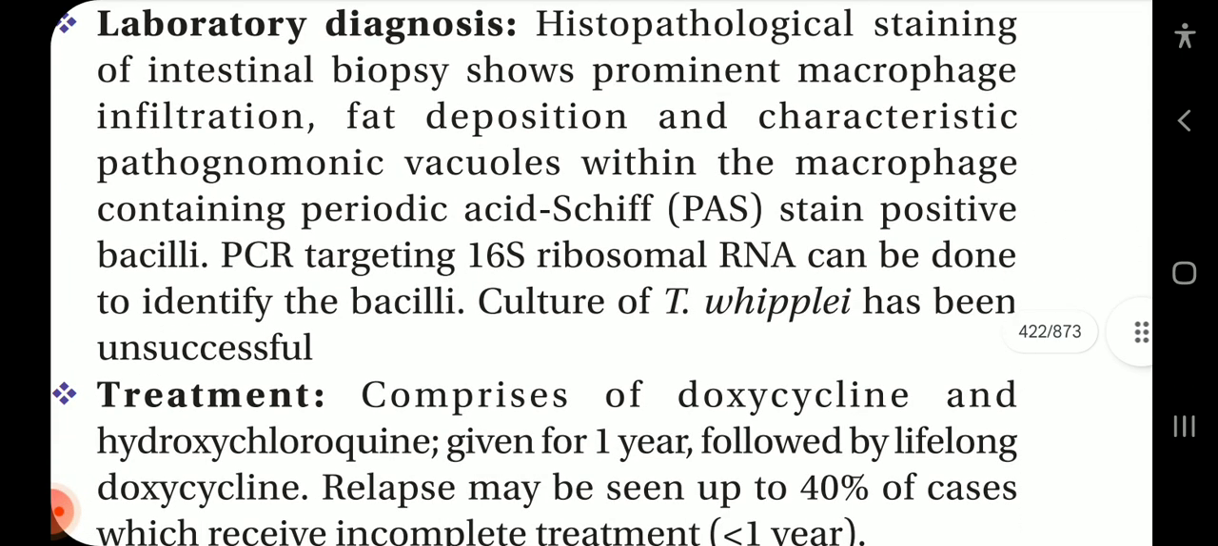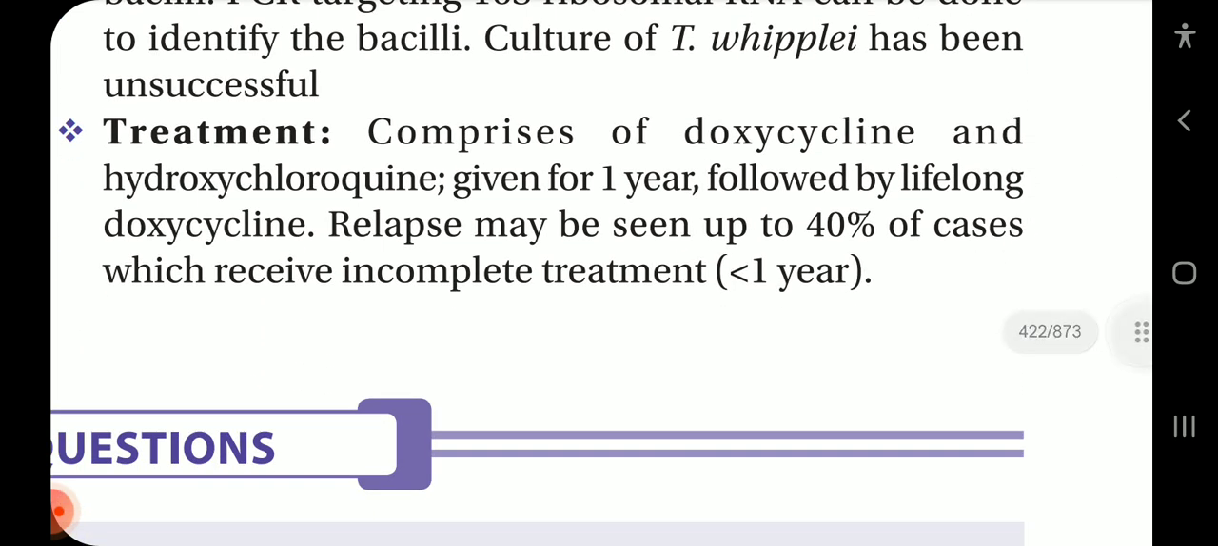Lab diagnosis. Histopathological staining of intestinal biopsy shows prominent macrophage infiltration, fat deposition, and characteristic pathognomonic vacuoles within the macrophages containing periodic acid-Schiff positive bacilli. PCR targeting 16S ribosomal RNA can be done to identify the bacilli. Culture of T. whipplei has been unsuccessful. Treatment comprises doxycycline and hydroxychloroquine given for 1 year followed by lifelong doxycycline. Relapse may be seen in up to 40% of the cases which receive incomplete treatment of less than 1 year.